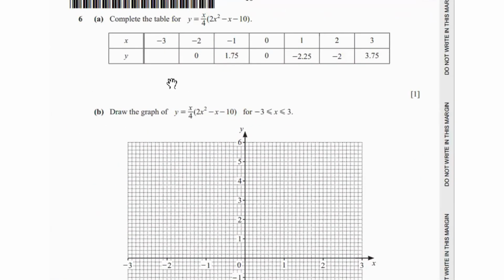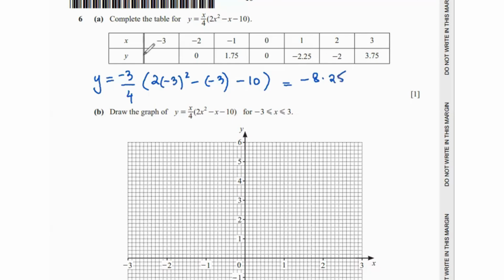Question 6 is complete the table for y equals x over 4 times 2x squared minus x minus 10. So we have a table, they've given us an equation and they want us to find the missing value of y. All you would do is replace x with negative 3 in the equation and find the value of y, which is going to give us negative 8.25.